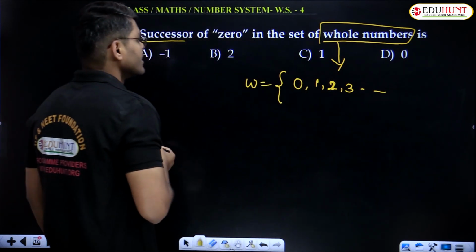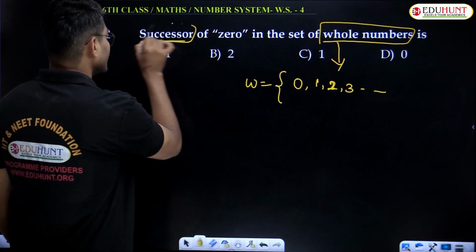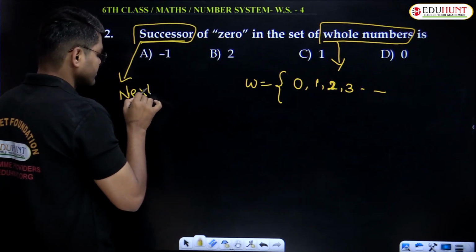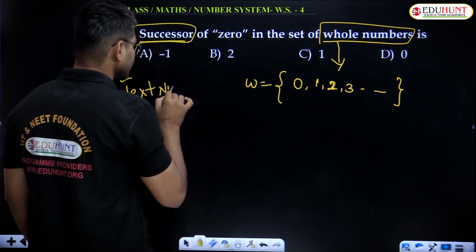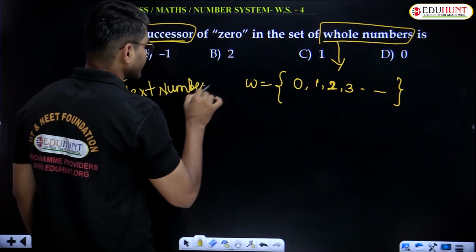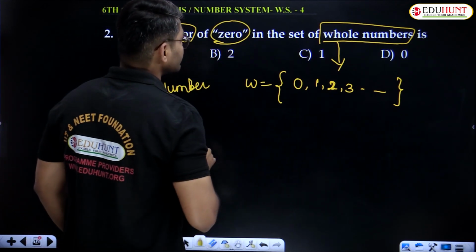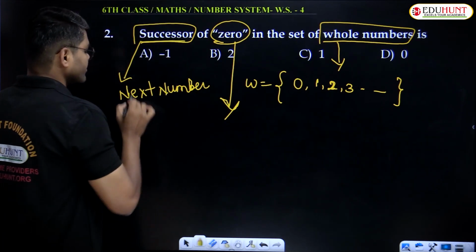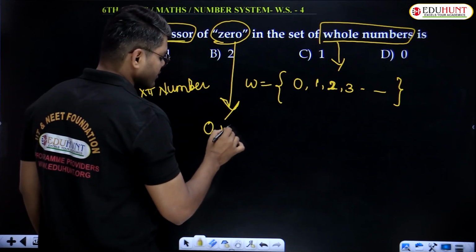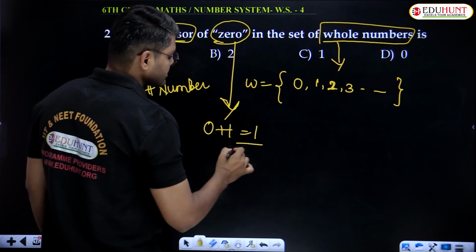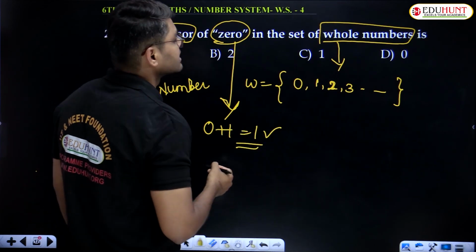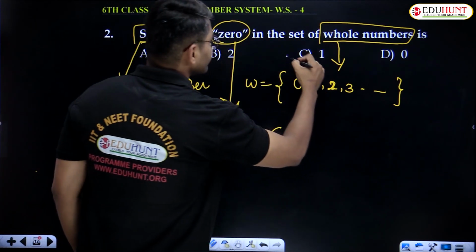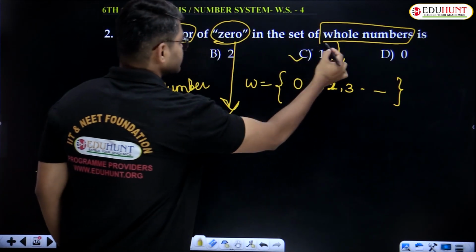Okay students, now successor. What is successor? Successor means next number. Successor is nothing but next number. Zero's next number is, how do we get the successor? By adding 1. That means 0 plus 1 is equal to 1. 0 plus 1 is nothing but 1. That means successor of 0 in the set of whole numbers is 1, which is option C.